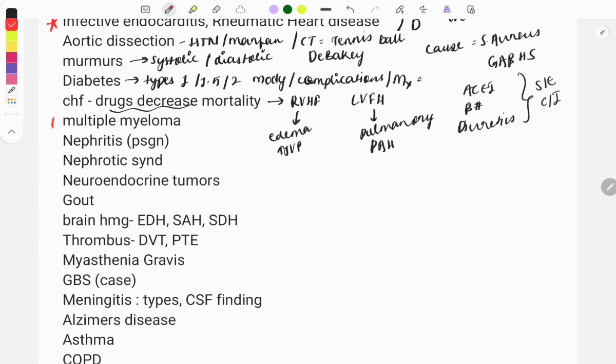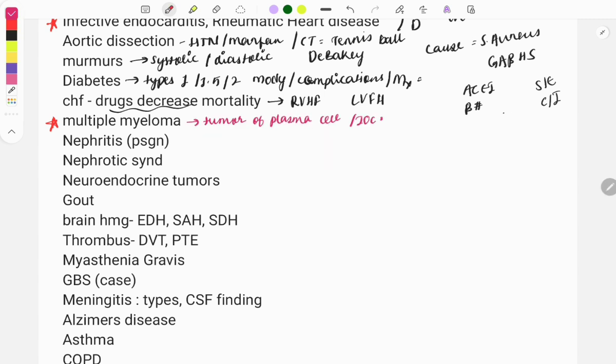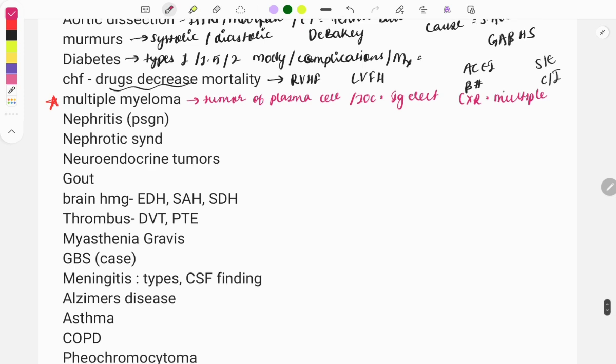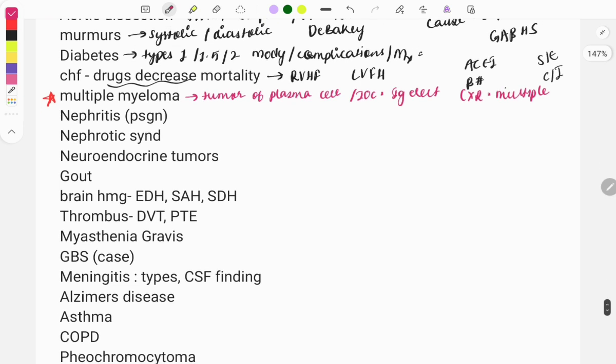Then moving on, multiple myeloma, a must-do topic. Every year, one question from multiple myeloma is asked. Multiple myeloma is the tumor of the plasma cells. Questions are asked on the investigation of choice, which is immunoglobulin electrophoresis, and on X-ray, you can see certain findings like multiple lytic lesions in the skull. So if these findings are given in the question, like an elderly male with bone pains and on X-ray multiple lytic lesions, then you need to mark the answer as multiple myeloma. Very, very important topic.